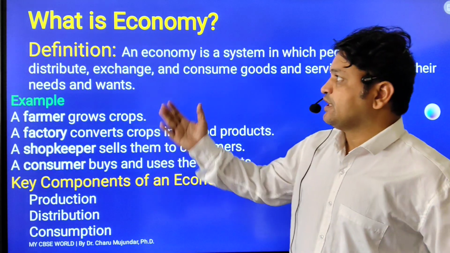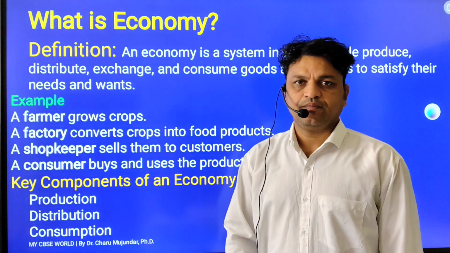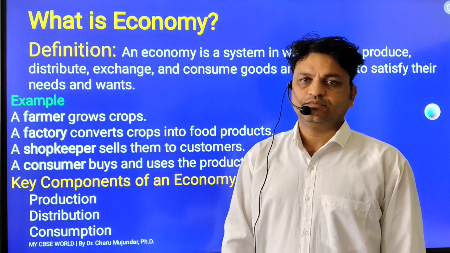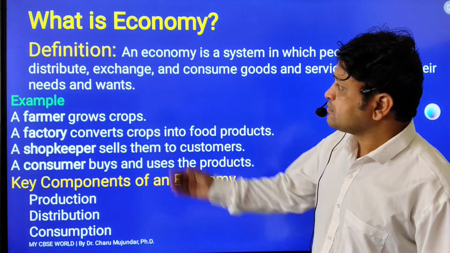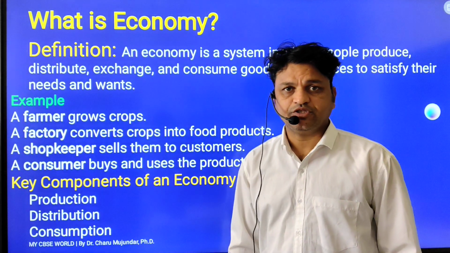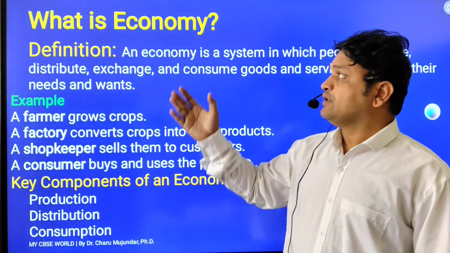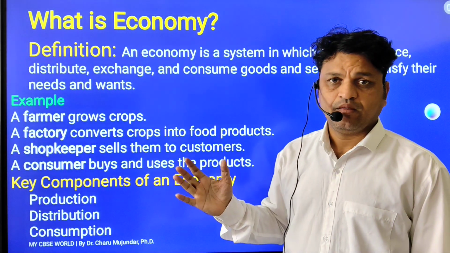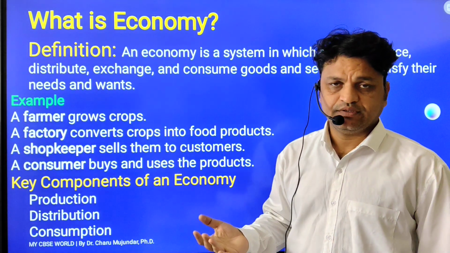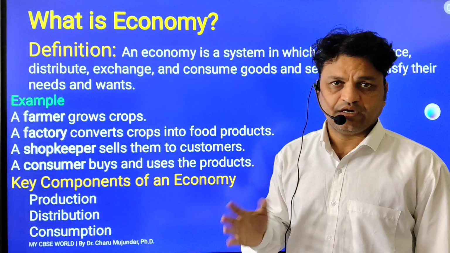So already we have started this sectors of Indian economy. So economic part. Chapter 2, after the development chapter, we have sectors of Indian economy. In previous class we have discussed what is the economy, what are the economic activities, and what are the primary sectors we already discussed.